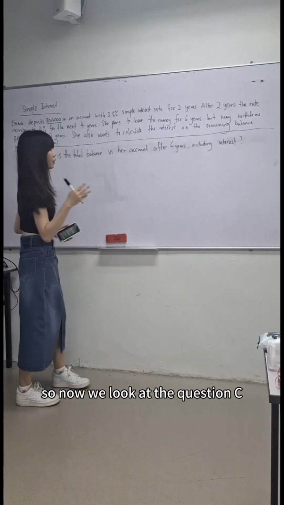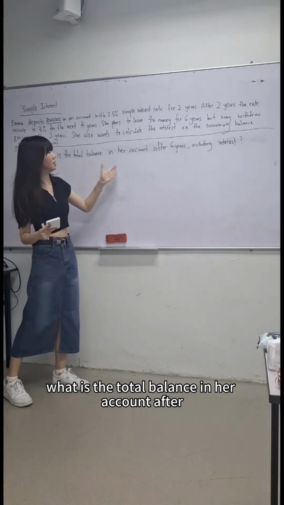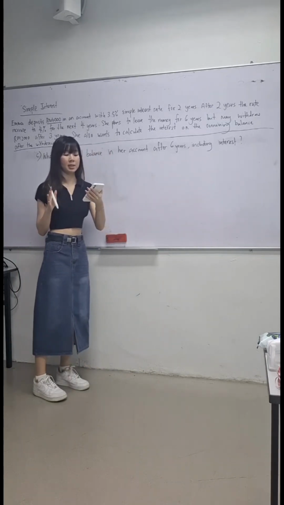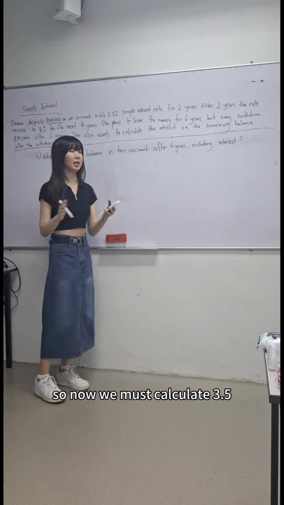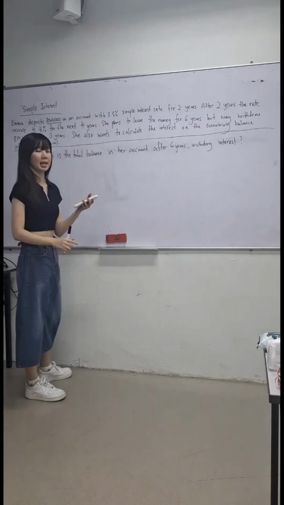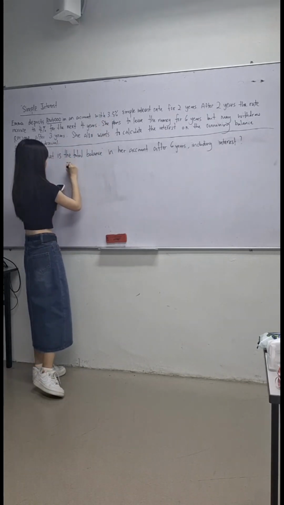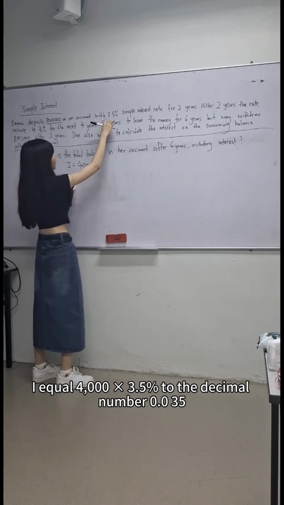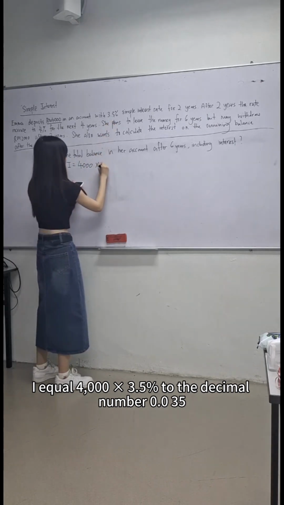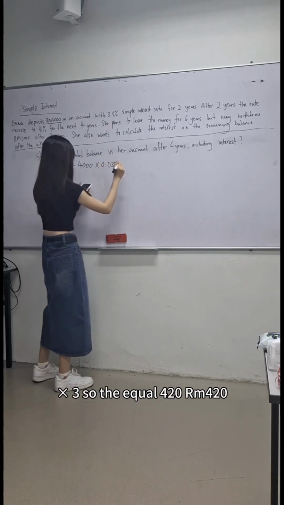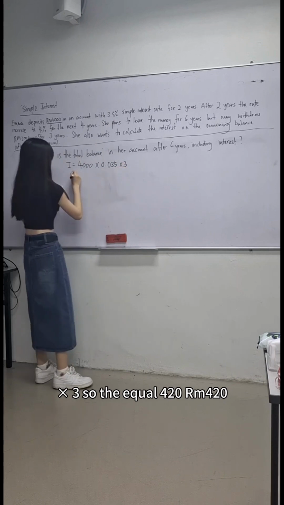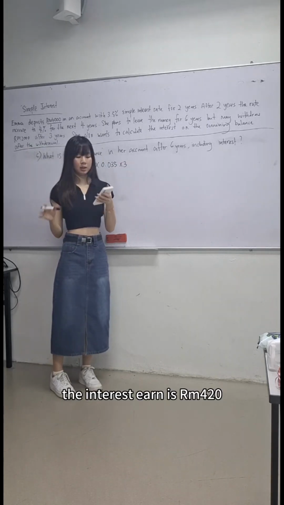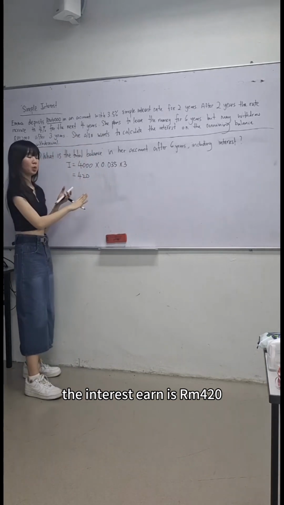So now we look at question C. What is the total balance in her account after 6 years, including the interest? So now we must calculate the 3.5% for the first 3 years. I equals 4,000 times 3.5%, in decimal 0.035, times 3, so that equals 420 ringgit. After 3 years, the interest earned is 420 ringgit.